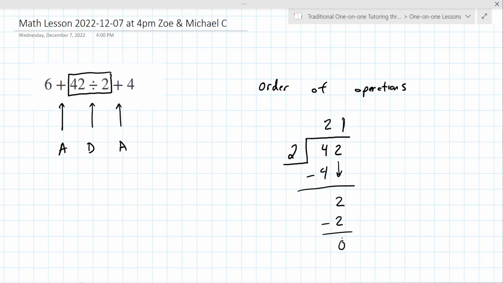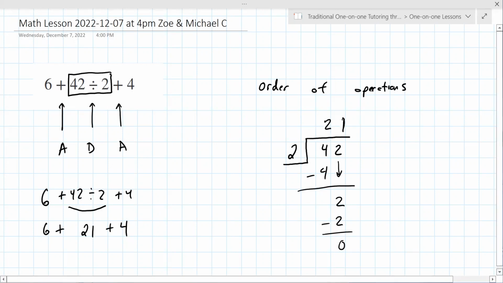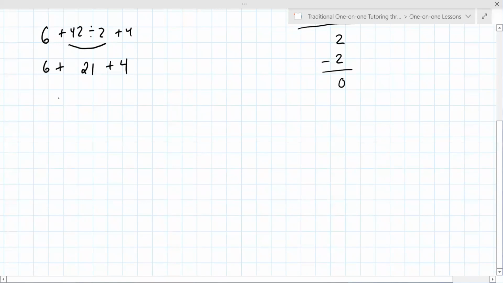Is that okay? Yes. Okay, so 42 divided by 2, I'm going to just rewrite this. 42 divided by 2 is 21, and then you bring everything else down. All right, so now when you have addition, you can just work left to right. So you just add up the numbers left to right.